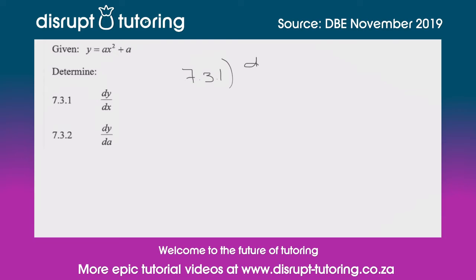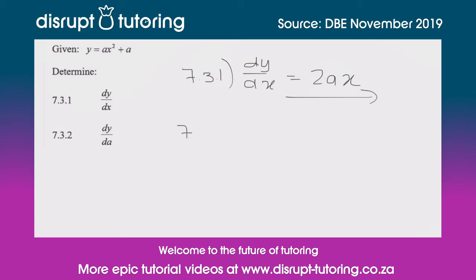So let's do that. We've got dy over dx, and we're going to differentiate with respect to x. We've got an x squared over there, so we're going to use our rule to multiply our coefficient by the exponent. So that's going to be 2a, and then we need to subtract 1 from our exponent, so we're left with an x. And here we don't have an x, so this is a constant which will simply fall away, and that would be our final answer for this particular question.